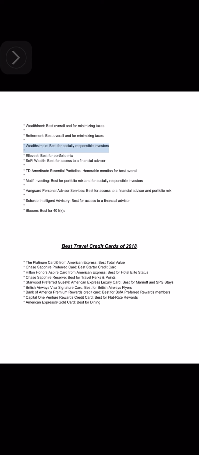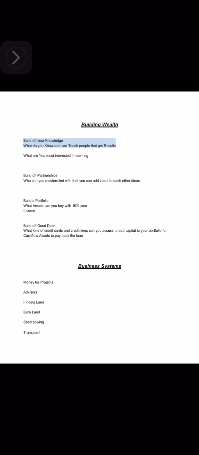Building wealth. Build off your knowledge. What do you know and can teach people that get results? What are you most interested in learning? Build off partnerships. Who can you mastermind with that you can add value to each other's ideas? Build a portfolio. What assets can you buy with 10% of your income? Build off good debt. What kind of credit cards and credit lines can you access to add capital to your portfolio for cash flow assets to pay back the loan?